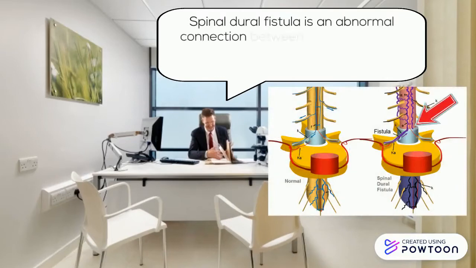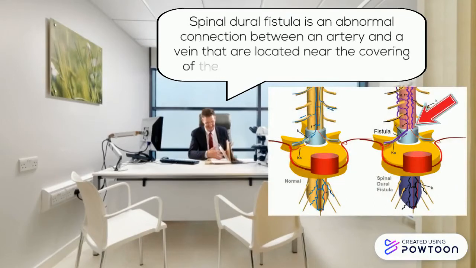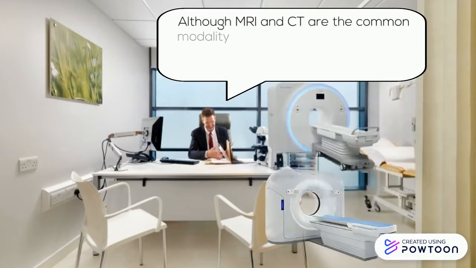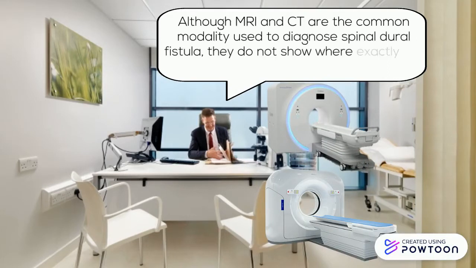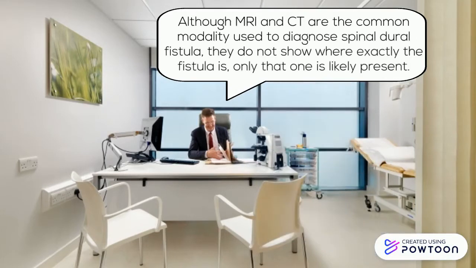Spinal dural fistula is an abnormal connection between an artery and a vein that are located near the covering of the spinal cord, which is called dura. Although MRI and CT are the common modality used to diagnose spinal dural fistula, they do not show where exactly the fistula is, only that one is likely present.